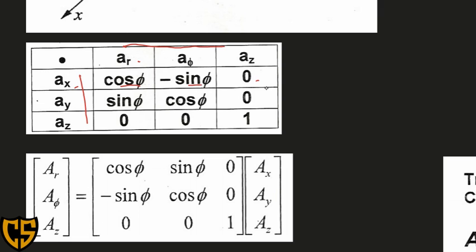Ax dot az will be 0. Ay dot ar will be sine phi. So ay dot a phi will be cosine phi, and then ay dot az will be 0. So sa aton nga az, pwede lang nga may value will be 1. So ang az, pwede lang siya maka-value ko ng az ang aton nga a dot product.